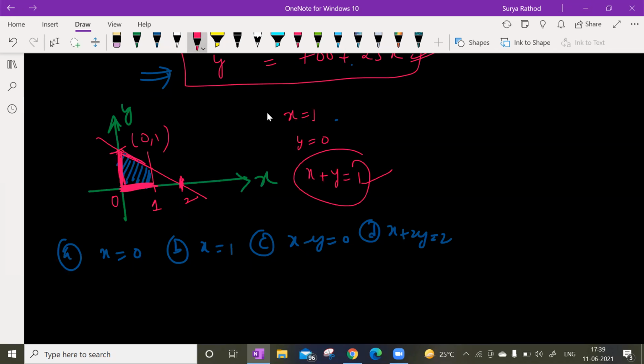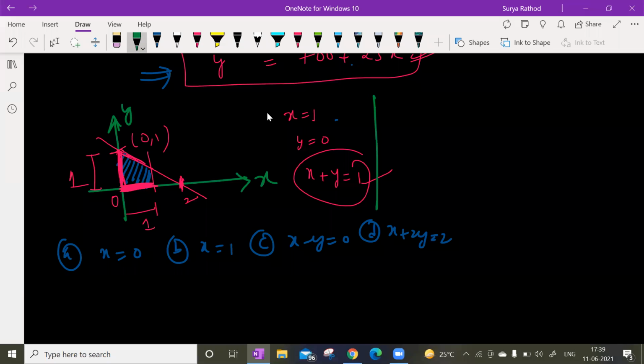What about this equation? This is 0, comma 1. So x is 0. So this length is what? 1. This length is also going to be 1. This length is also going to be 1 only. So what can I say now? He's asking which one of the following is not an equation. Tell me.